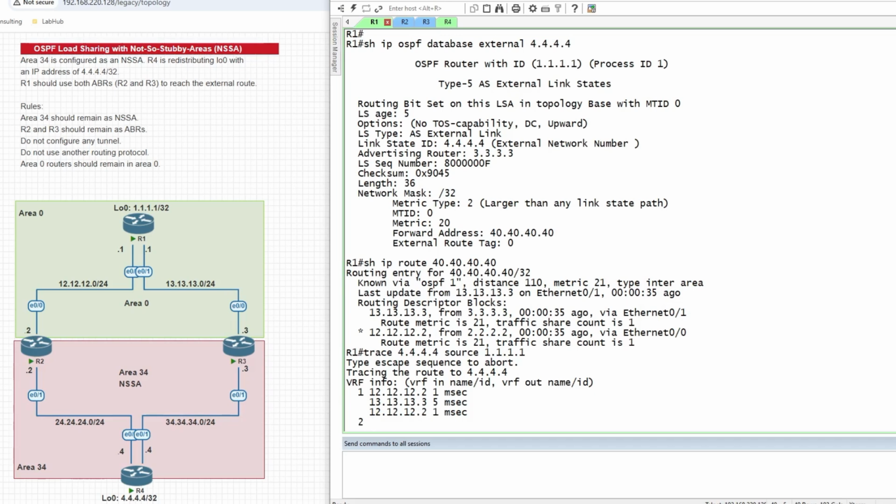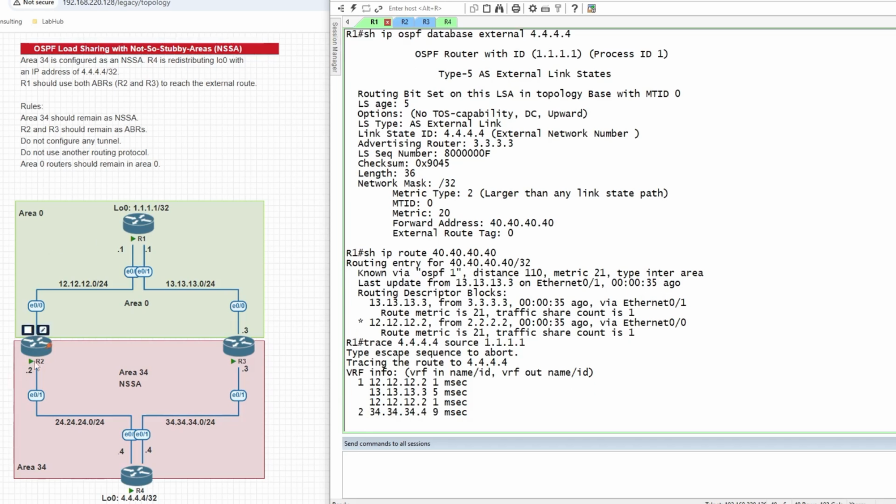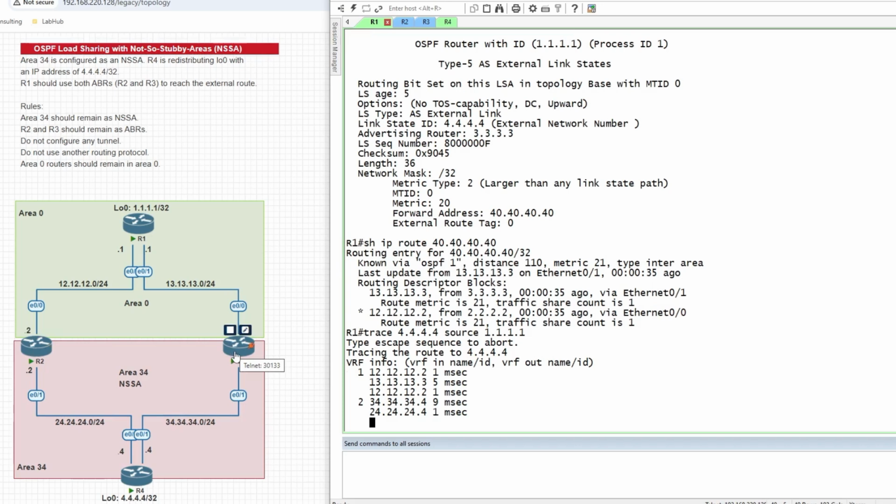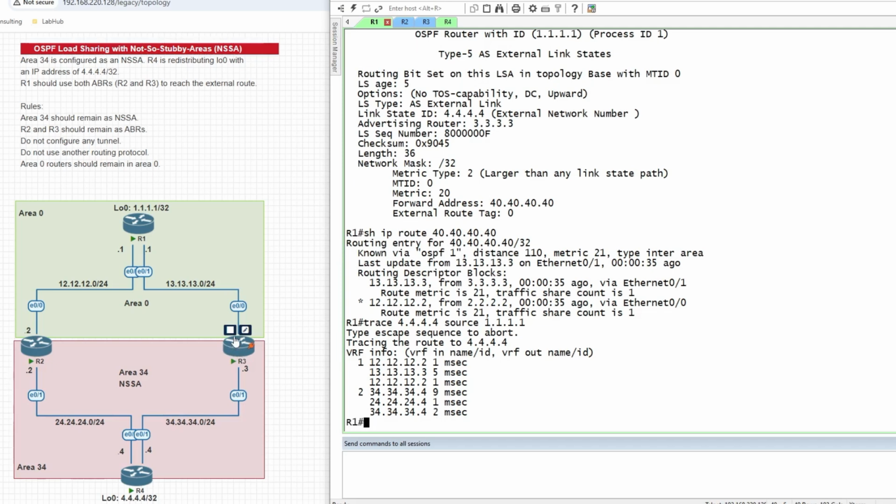There's another way, which we'll look at in our next lesson, where we can suppress the forwarding address when we do the type 7 to 5 translation, and also instruct both R2 and R3 to do this translation. Now, if you want more details or insights into what the forwarding address does itself, let me know, and we can have a lesson specifically dedicated to that, right?